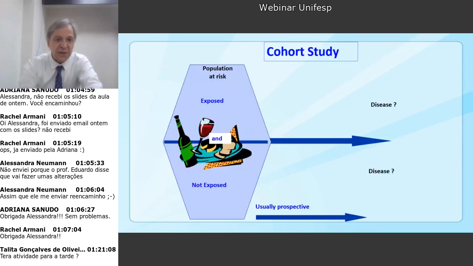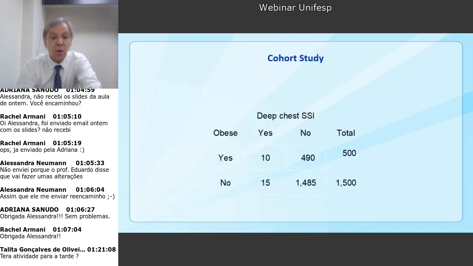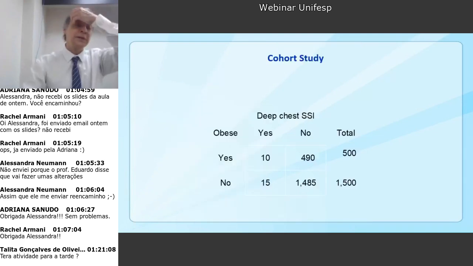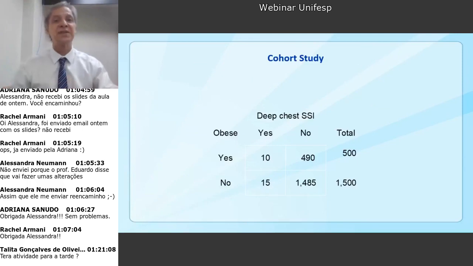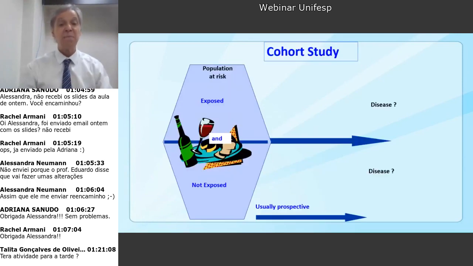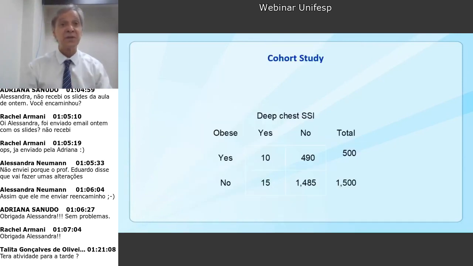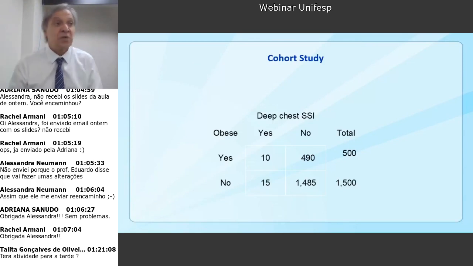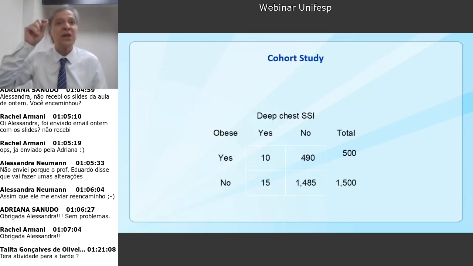So population at risk, remember that? People have to be at risk at the beginning of the cohort, exposed and unexposed. So obese and non-obese people, do you have any reason to believe that this classification violates this principle of not being at risk for developing infection? No, they had no surgery. My outcome is infection post-thoracic surgery.